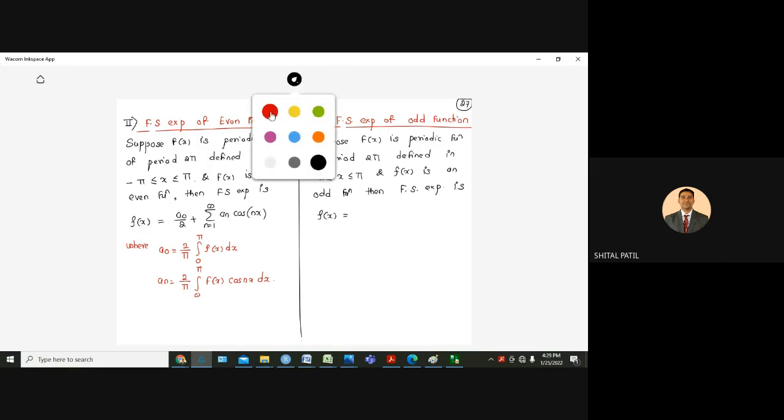Fourier series expansion is as follows. And this Fourier series expansion of an odd function is very important when we want to solve partial differential equations. Unfortunately, for computer engineering, this is not part of your M3.